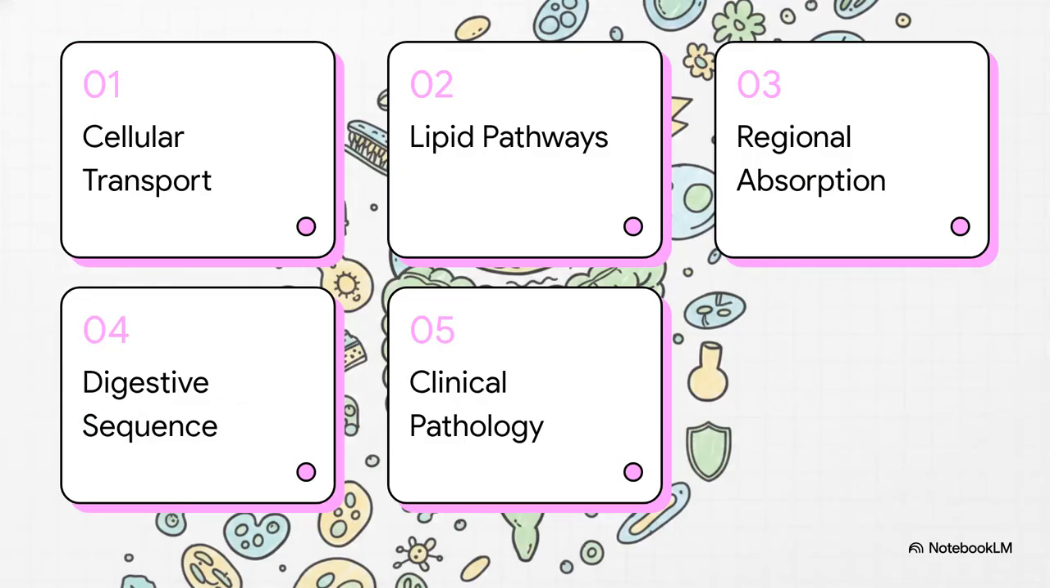So here's our roadmap for the review. 1. Cellular transport mechanisms. 2. Lipid pathways. 3. Regional absorption sites. 4. The digestive sequence. And 5. Clinical pathology. Let's get to it.